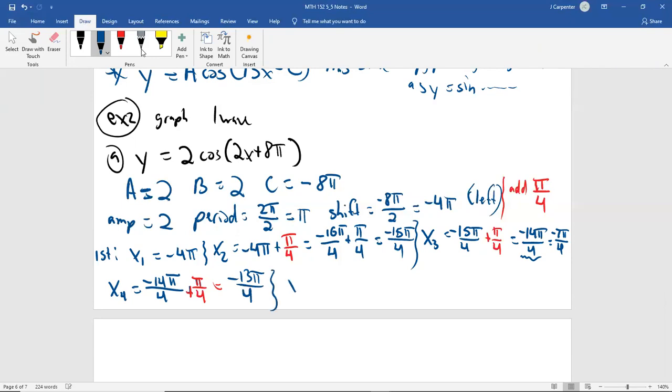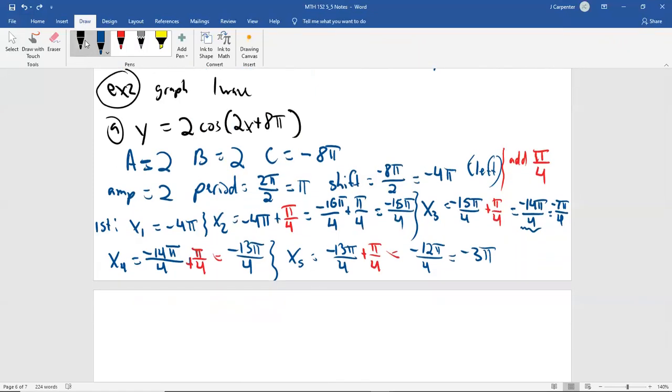That's our fourth value. Our fifth x value, take that negative 13 pi over 4 and add pi over 4 again. Negative 13 plus 1 is negative 12. That's negative 12 pi over 4, which reduces to negative 3 pi. Remember to check that this is correct, that you've done everything correct. If you take the period and add the shift value, you should end up at the end point. And negative 4 pi, that's the starting point. Add a single pi, does give you negative 3 pi. It is correct.